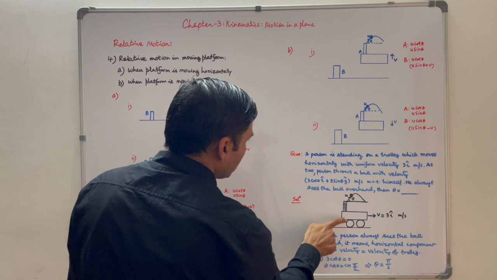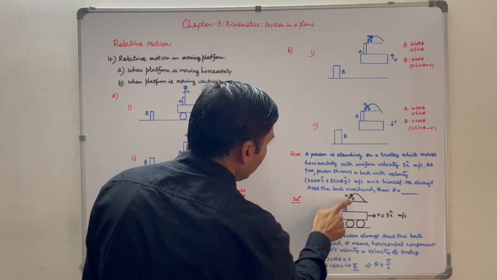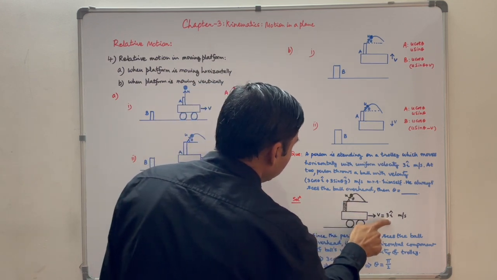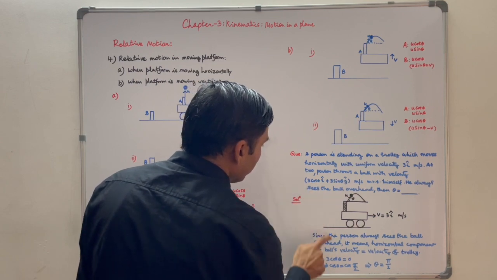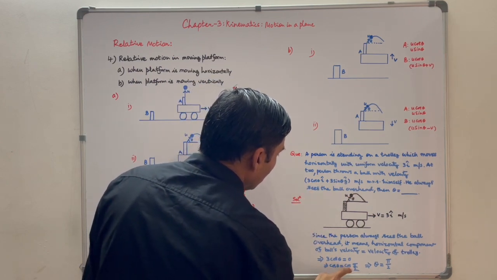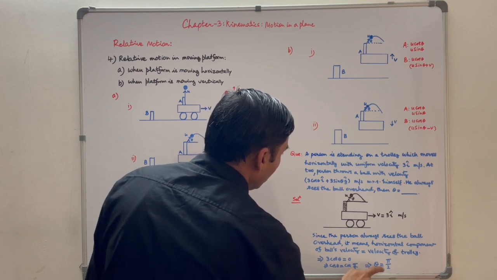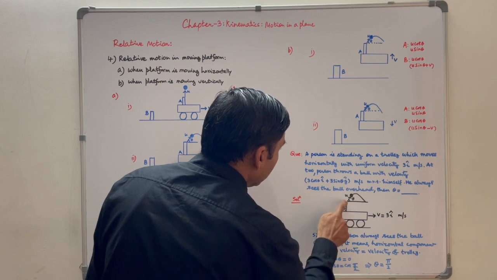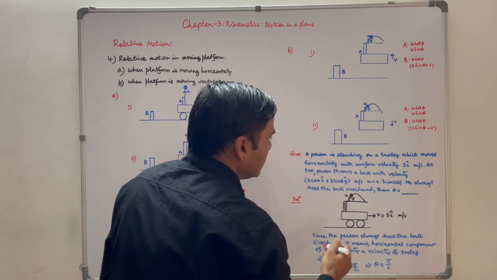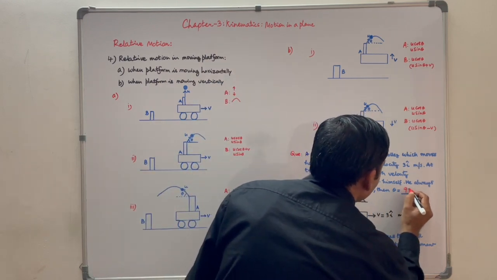In this case, horizontal component of ball's velocity is equal to velocity of the trolley. So in this case also, horizontal component of ball's velocity should be equal to 3i. That means 3 cos theta should be equal to 0. That means cos theta is equal to cos 90 or theta is equal to 90 degrees. That means person should throw the ball vertically upwards. So theta is equal to 90 degrees is the answer.